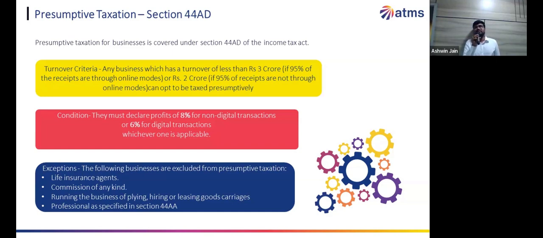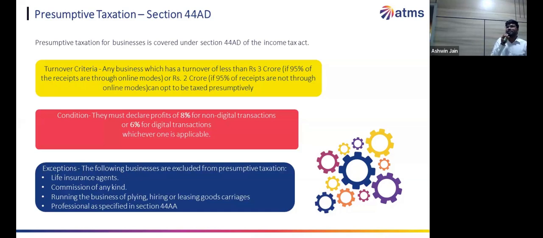We cannot do it like this: for example, the due date is July and we receive the remaining amount in August or September. Then you will certainly not be eligible for 6%, because there is a condition in the section that it should be received before the due date of filing the return. So for the 6% criteria, we should get the amount before the due date of filing the return.